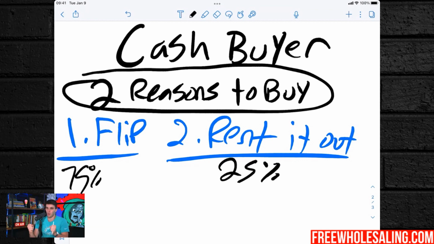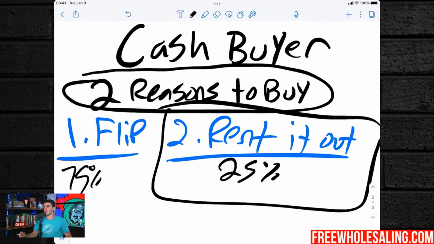So they're all kind of like this. And even if somebody wants to hold it, they're holding it for appreciation, which is going to be for a flip just to make money. And they're eventually probably going to sell it, right? So pretty much when you look at cash buyers, they're wanting to buy it to either flip it or rent it out. Now, 25% of all the cash buyers are going to be for pretty much renting it out.